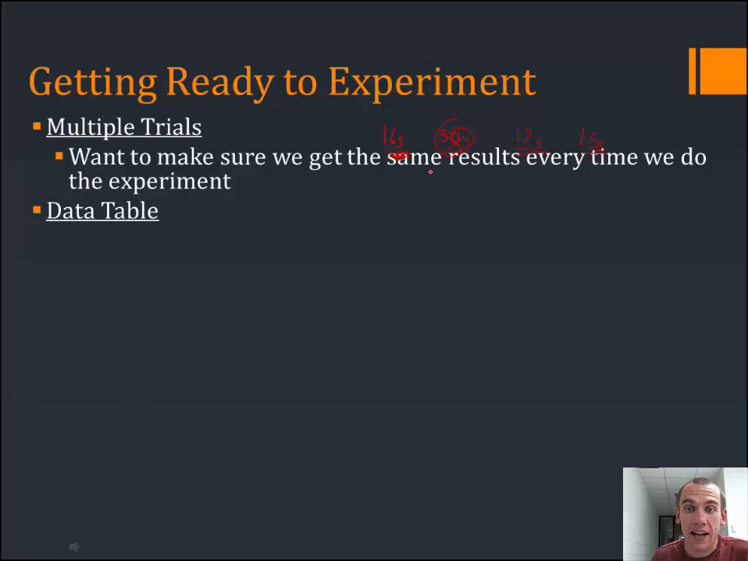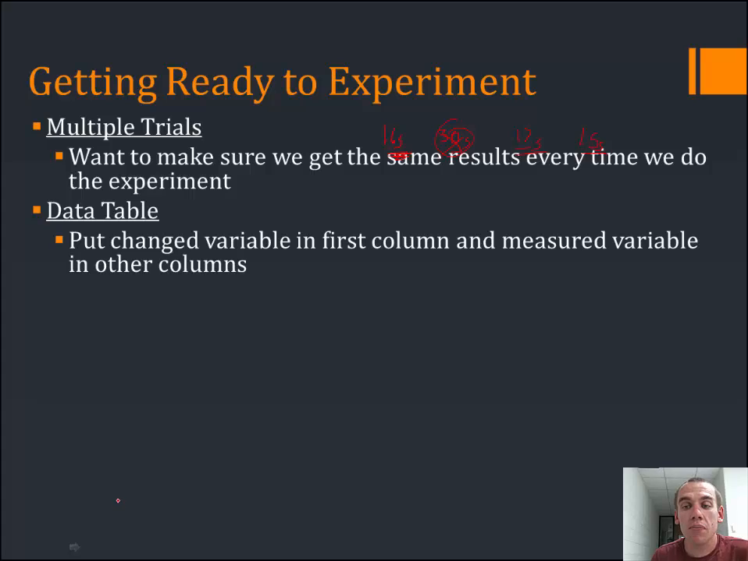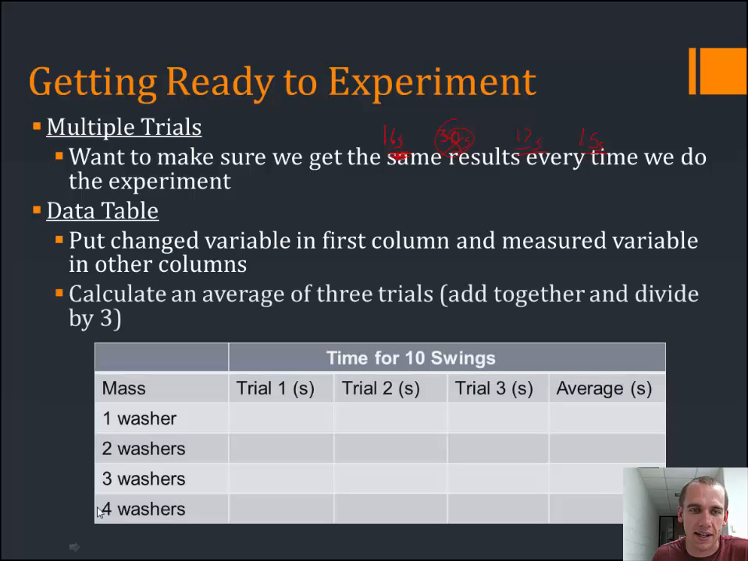Now, you do have to have a way to keep track of all that data that you're collecting, so we have a data table. Data tables are a great way to keep track of your stuff, keep track of what you're measuring, what you're changing, and there's a nice, easy way to set them up. You have multiple columns. Your first column is going to be the variable that you change, and the rest of your columns are going to be the variable that you measured. And it takes multiple columns to measure because we're doing multiple trials. So here's an example data table.